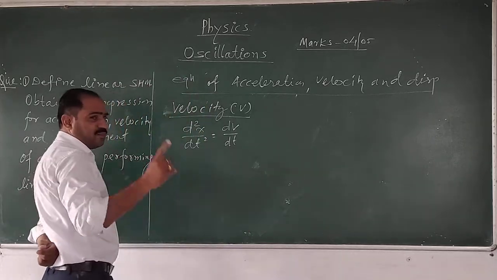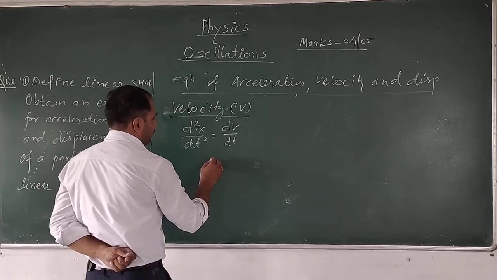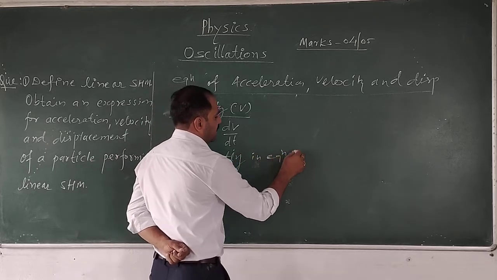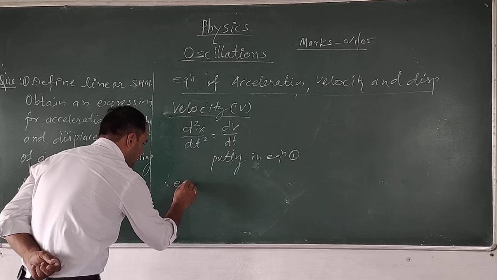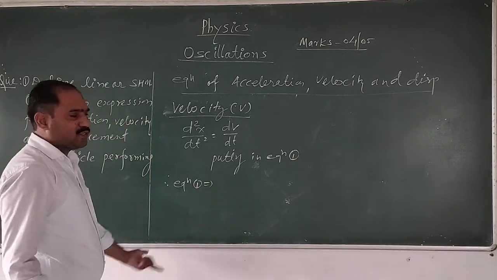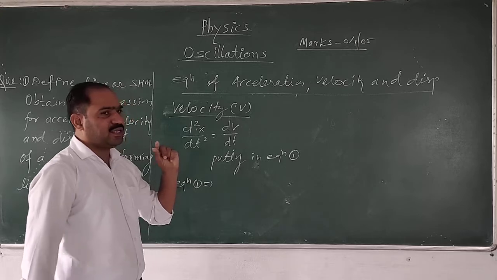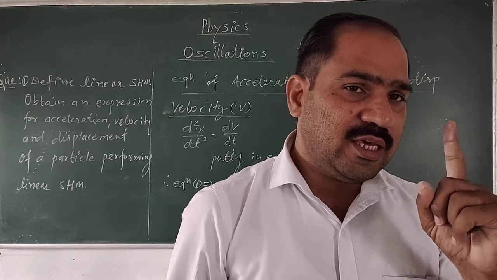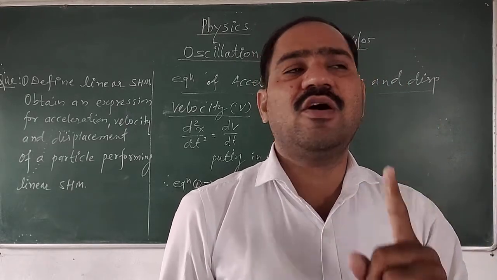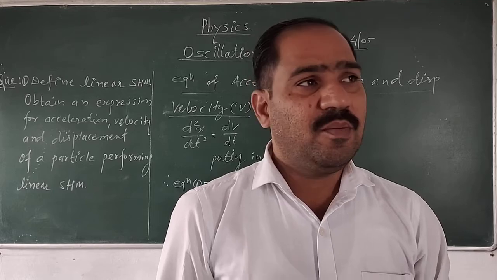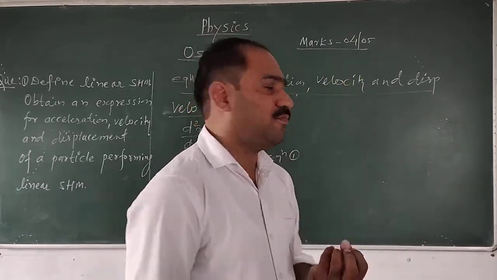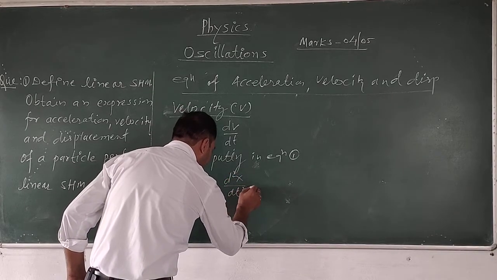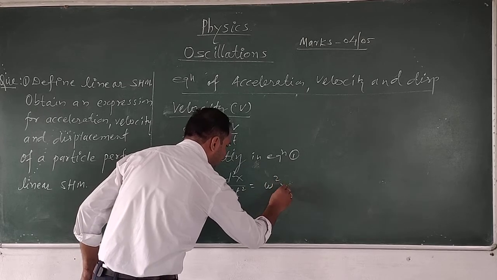Therefore, putting in equation number 1, equation number 1 implies that d2x upon dt square is equal to minus omega square x. In equation number 1 there is a negative sign. But here, in the magnitude form, that equation is d2x upon dt square is equal to omega square x.